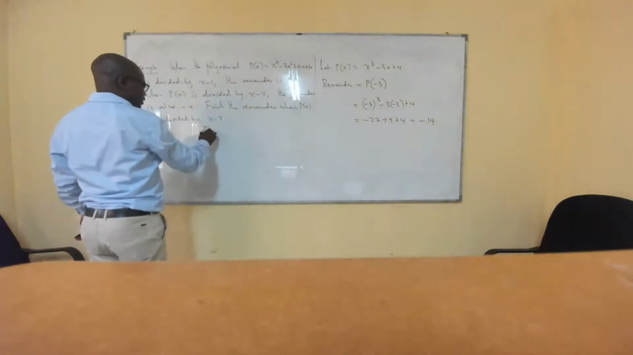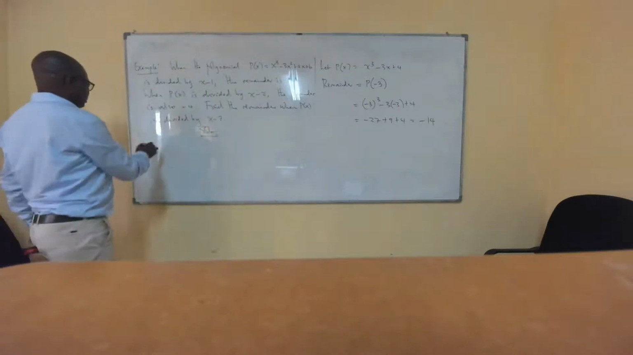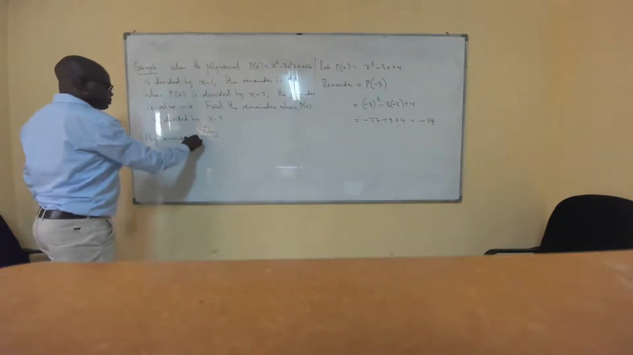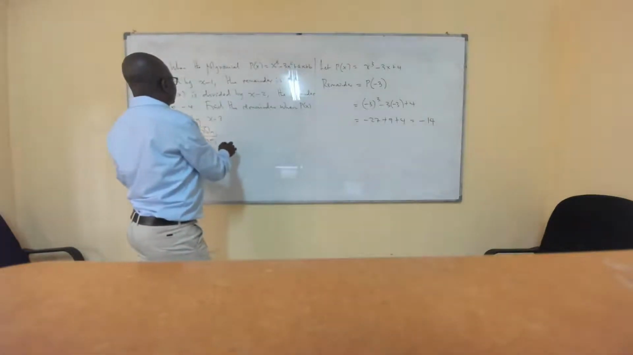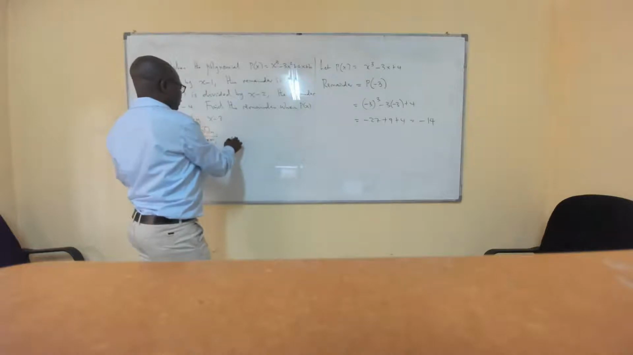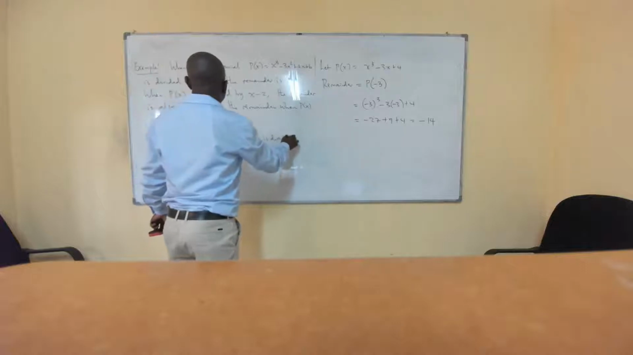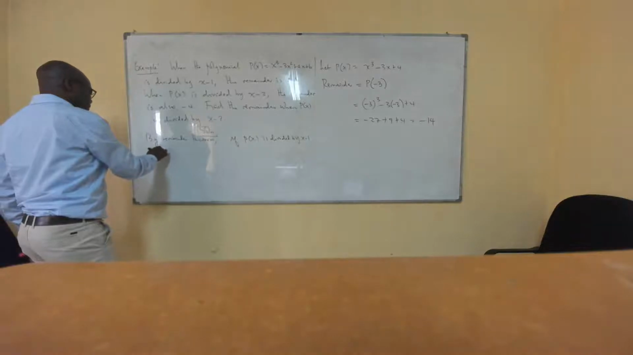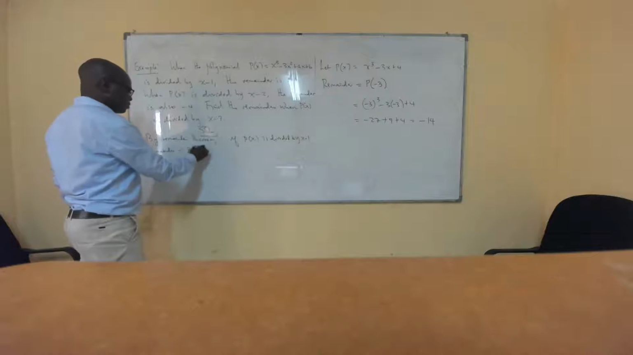Okay, solution, we just need to go through this nicely. By the remainder theorem, if P of x is divided by x minus 1, the remainder is equal to P evaluated at 1.